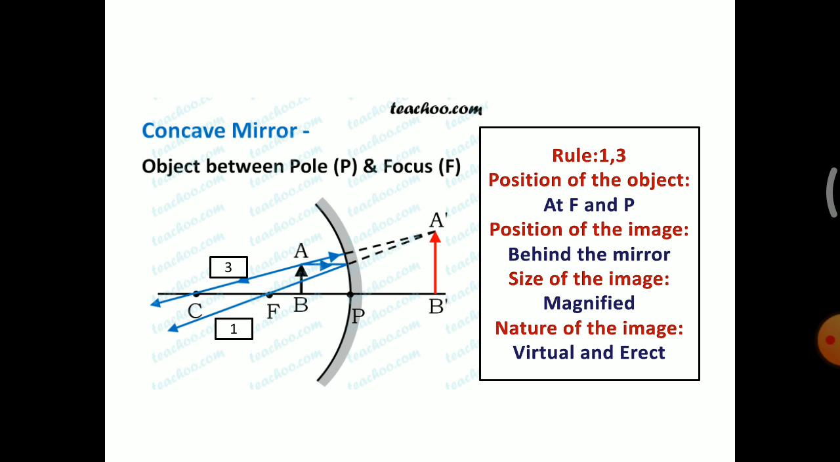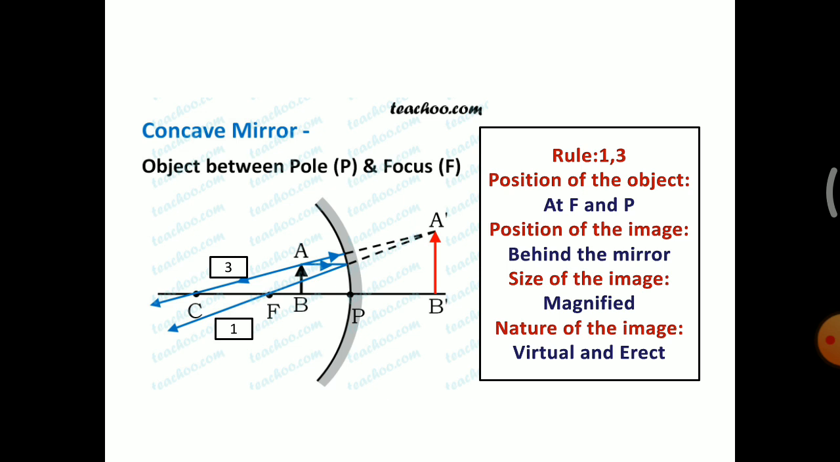So here the image is formed above the principal axis. You know that when the image is formed above the principal axis, the nature of the image is virtual and erect. So I wrote the nature of the image is virtual and erect. The position of the object is between F and P. The position of the image is behind the mirror, not in front of the mirror. Comparing to the object AB, the size of the image A dash B dash is magnified. So I wrote magnified.